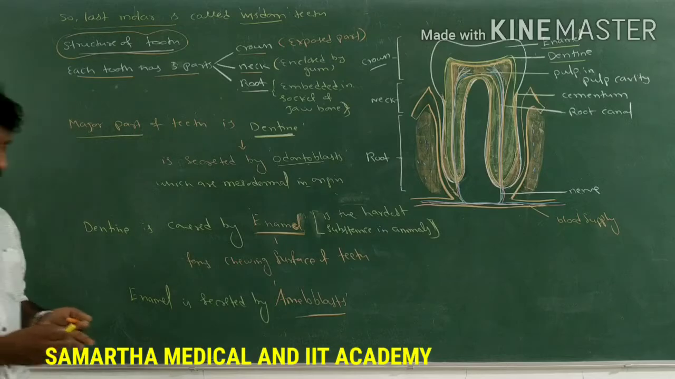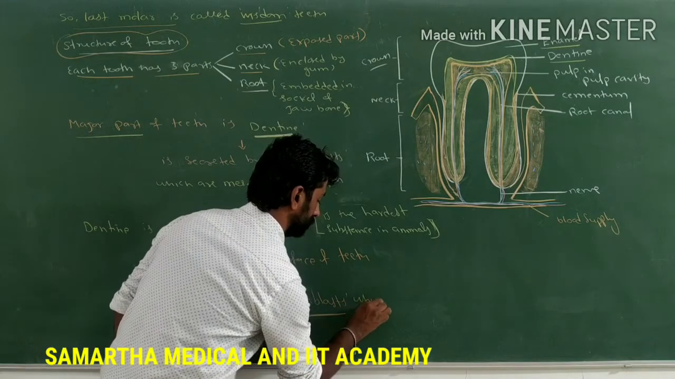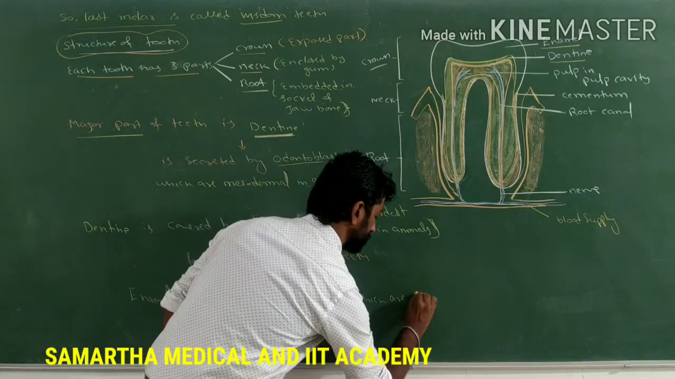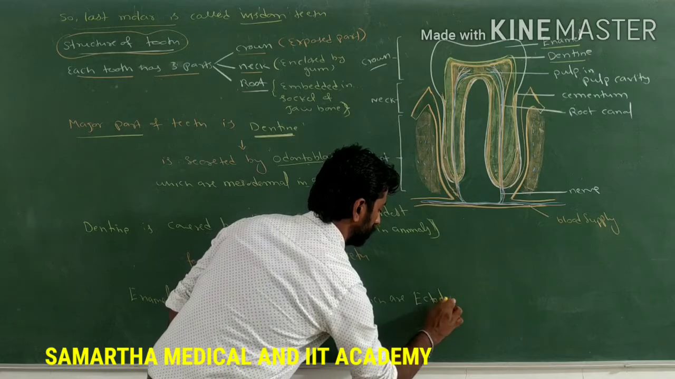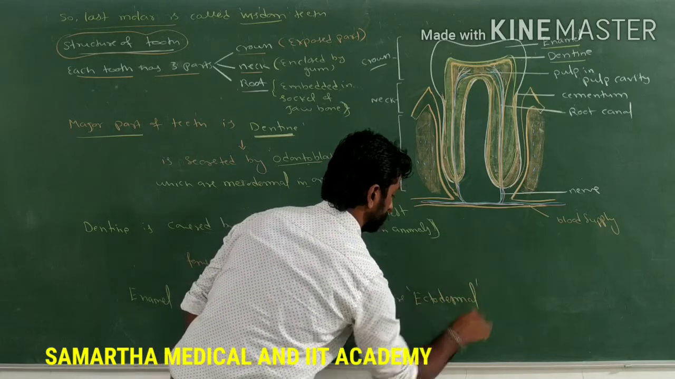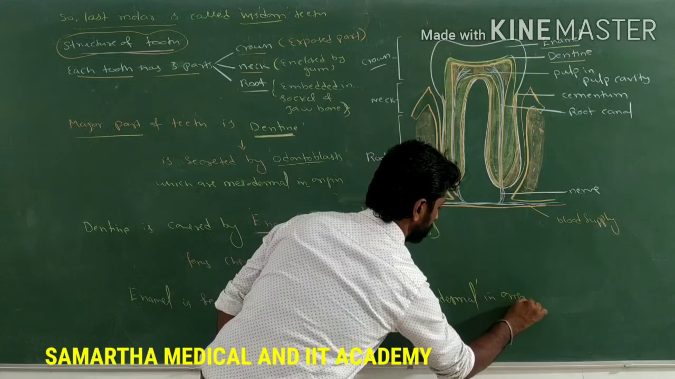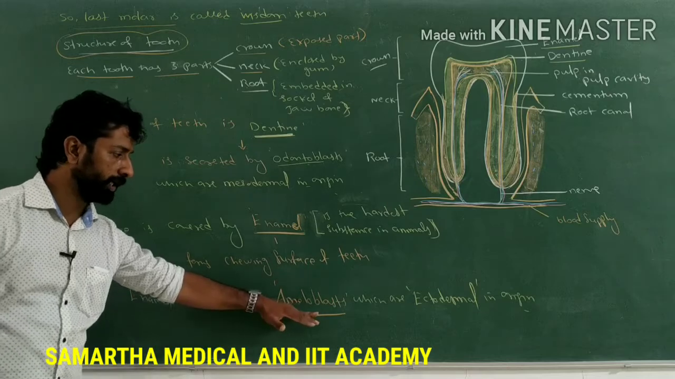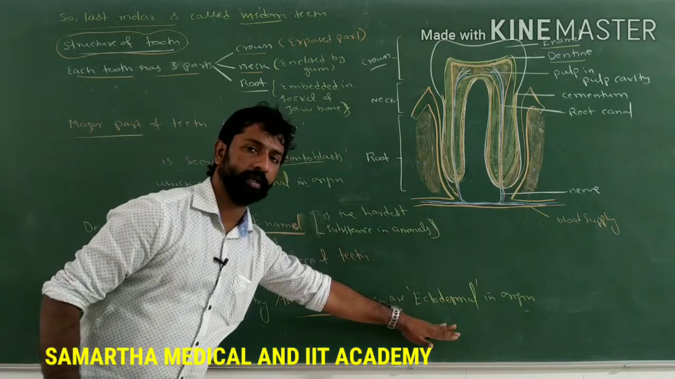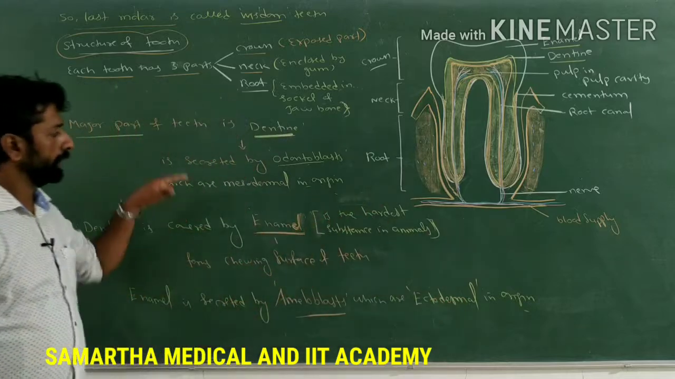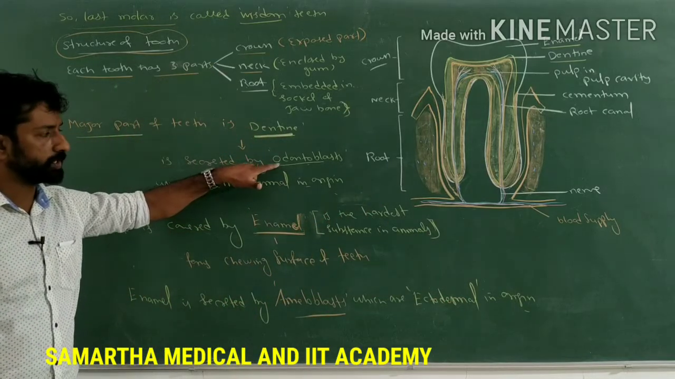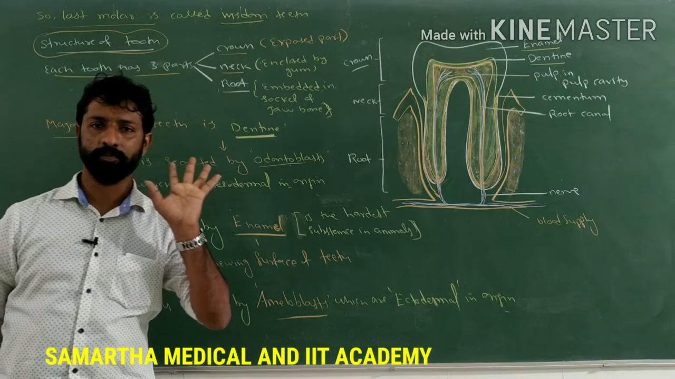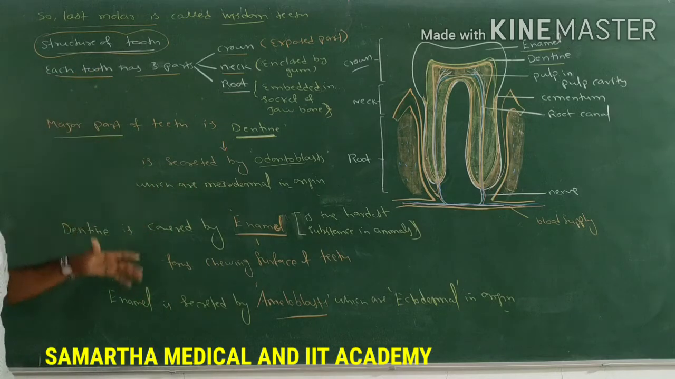And these ameloblasts are ectodermal in origin. So enamel is secreted by ameloblasts, and ameloblasts are derived from the germinal layer called ectoderm. Dentine is secreted by odontoblasts, and odontoblasts are derived from the mesoderm. For the NEET examination, remember this. Make a note of these points now.